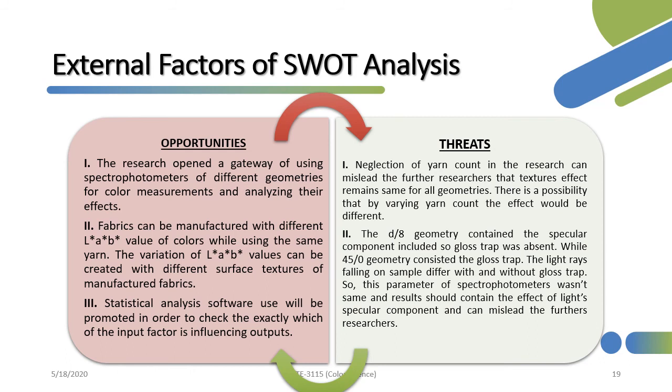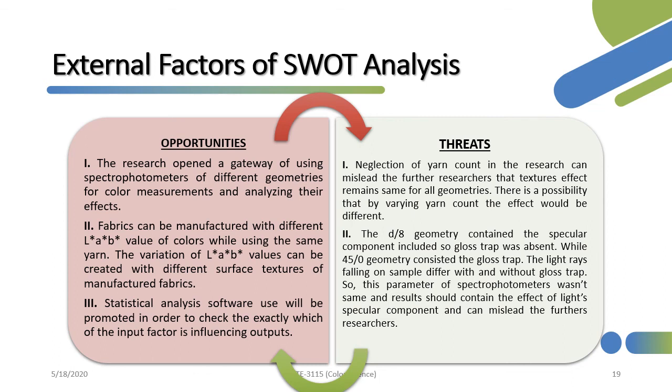While if we use different types of ion counts and textures, it might be possible that the texture will affect the spectrophotometer geometry. The second threat is the inclusion of the specular component of light in the d/8 degree geometry while excluding it in the 45/0 geometry.